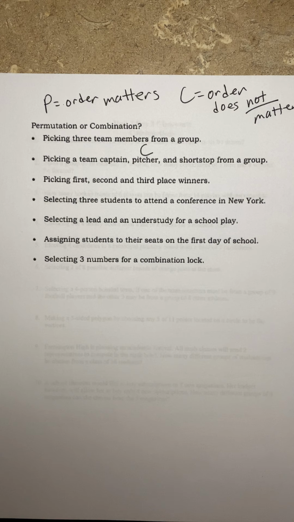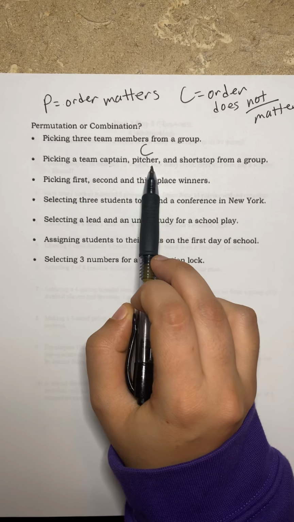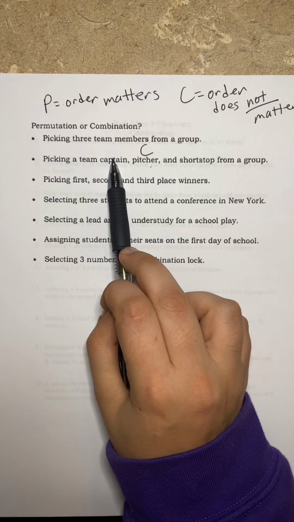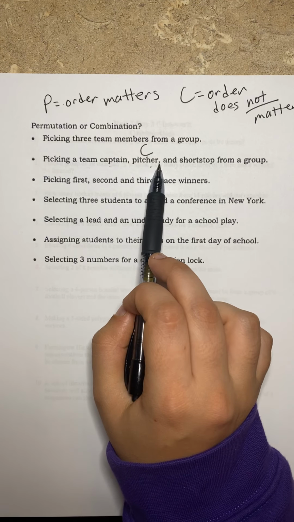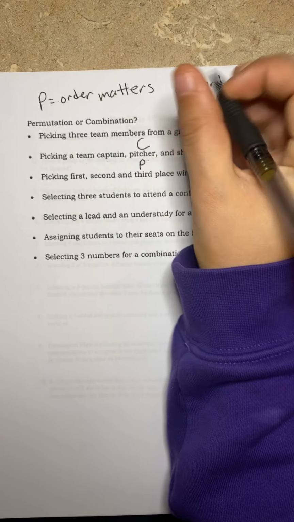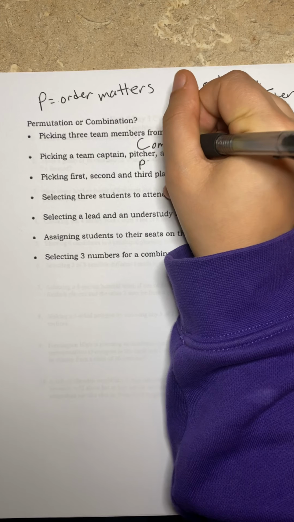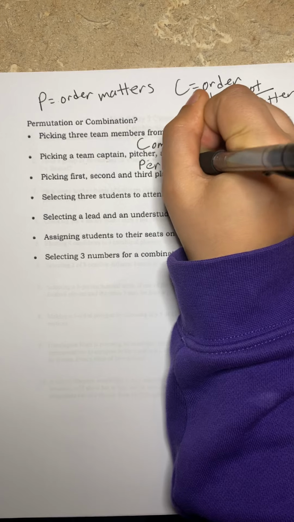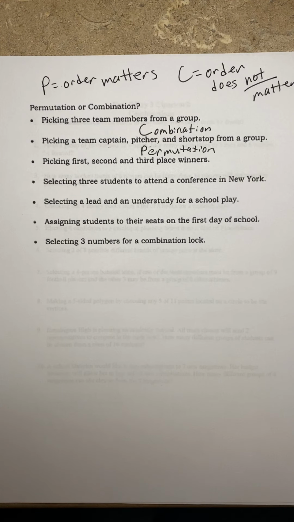Okay? Then the next one says picking a team captain, pitcher, and shortstop from a group. Now notice, if I say that Bob is team captain and Alex is pitcher, and then all of a sudden I switch it up, that means they have 2 different roles. That is why order matters, because it gives them 2 separate roles if I switch them up. So this is a permutation.